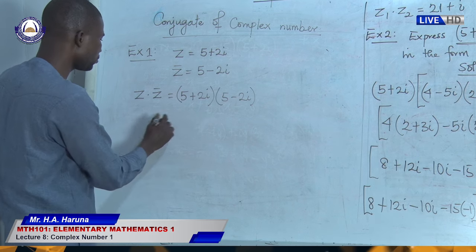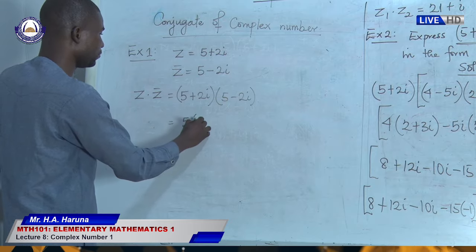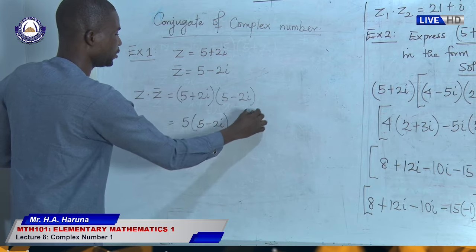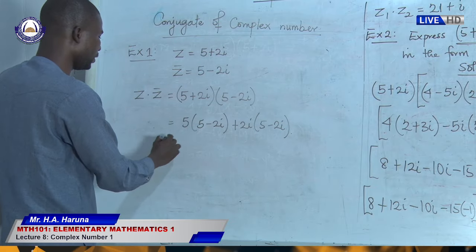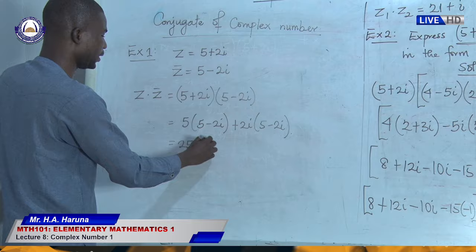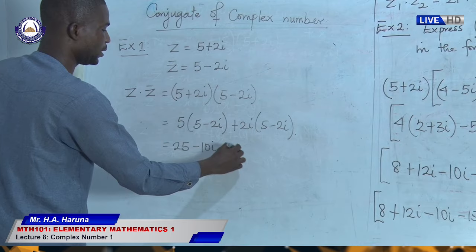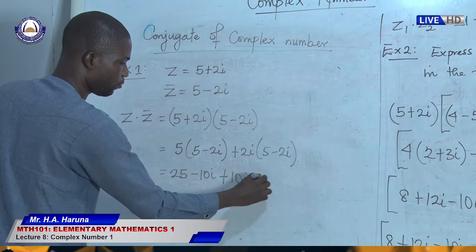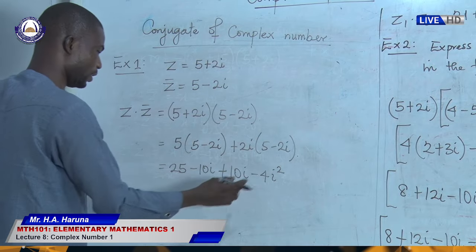Now, distribute it over, like we're doing: 5 into 5 minus 2i, then plus 2i into 5 minus 2i. 5 times 5 gives me 25. Then 5 times 2, we have 10i, plus 2 times 5, also 10i. Then 2i times minus 2i gives me minus 4i squared. Recall that i squared is negative 1, like we have been doing.